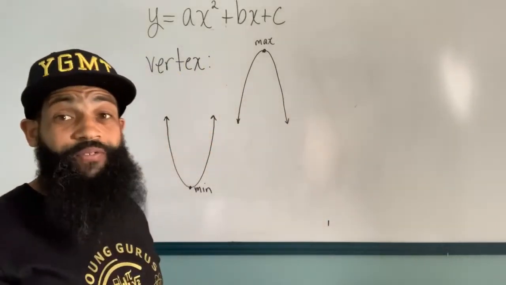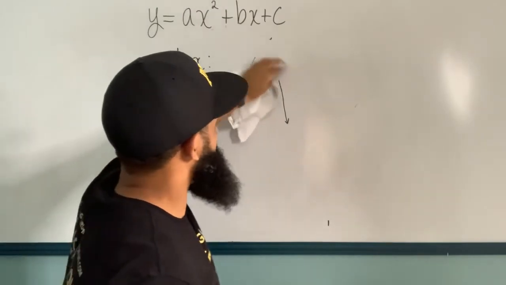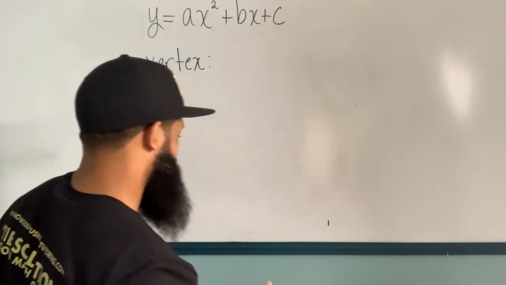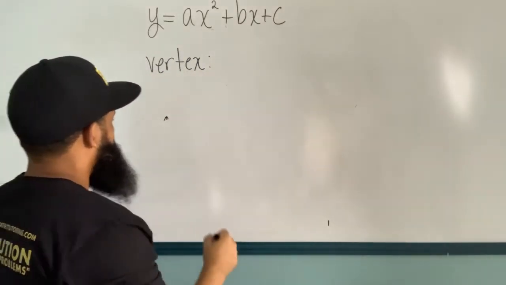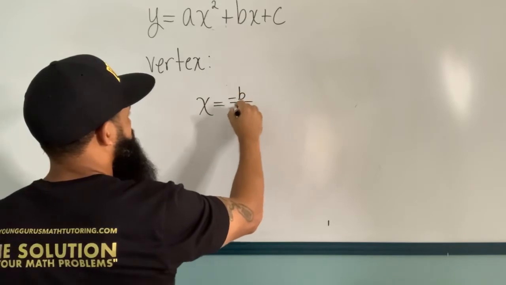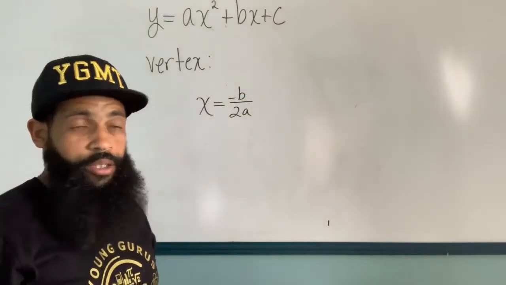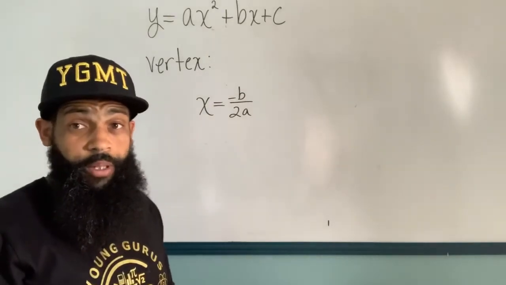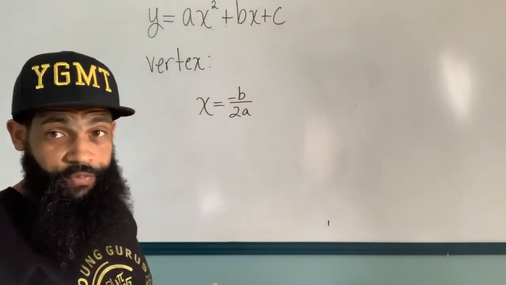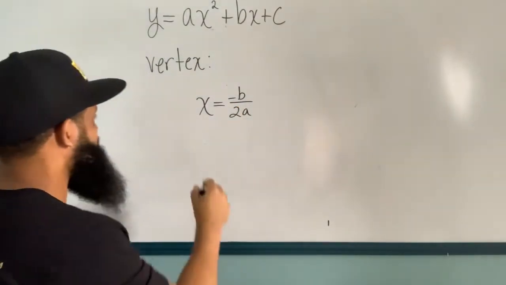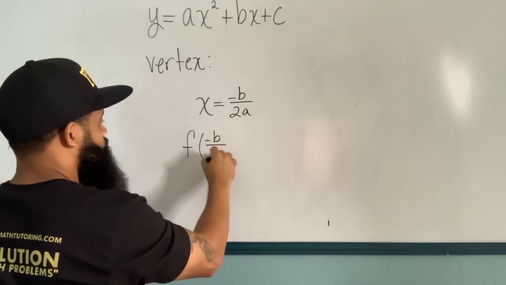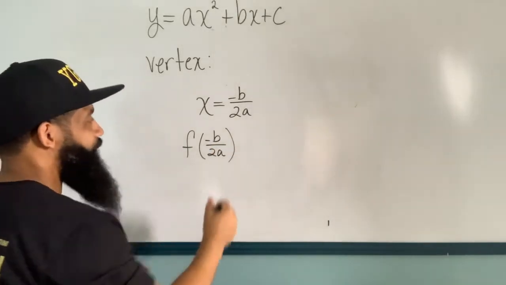Now there's a way that we can find the vertex of this parabola. The way that we find this vertex is, first of all, the x coordinate of the vertex is x equals negative b over 2a. Because the vertex is an ordered pair, the x coordinate is negative b over 2a. So whatever b is and whatever a is, we plug it into this equation. And then to find the y coordinate, we say f of negative b over 2a. That's the y coordinate of the vertex.